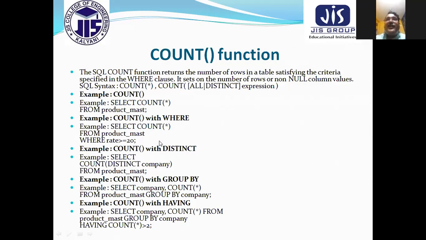The count will display only 30, not the 100. But if I use it without the condition and the product master has 100 rows, then count will give the value 100. But if I give this greater than or equal to 20 and assume that only 30 values exist, then this SQL query statement will be executed and it will give only 30.